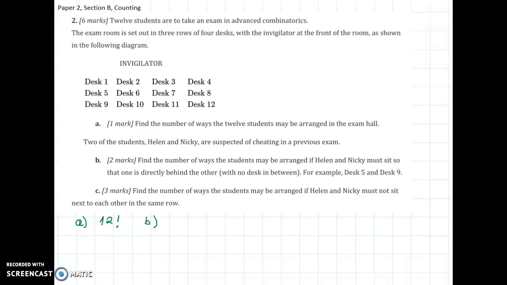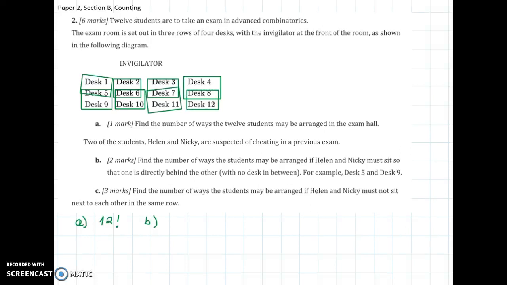For part B, there are two students that we may want to sit one directly behind the other. For instance, we may want to sit them in desk 1 and 2, or 2 and 6, or 3 and 7, or 4 and 8. So for the 4 desks in the first row, we can sit one in the first row and the other one right behind. We can also do that with the middle row, so we can sit them in 5 and 9, 6 and 10, 7 and 11, or 8 and 12.